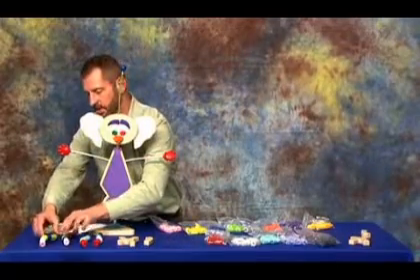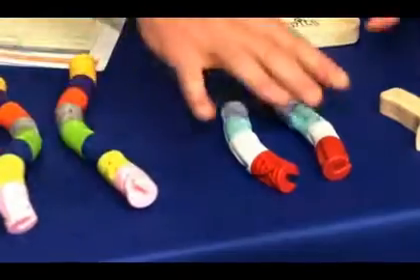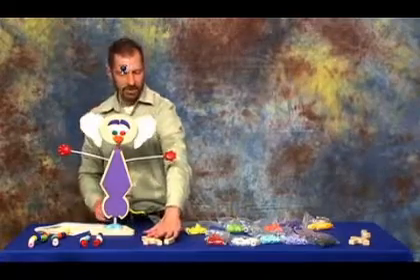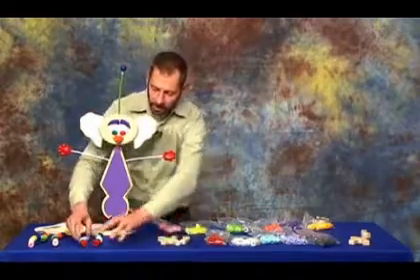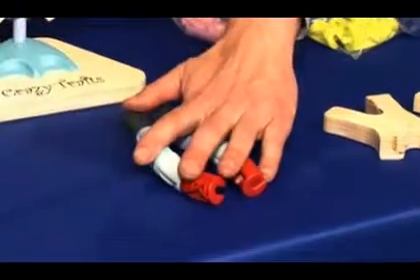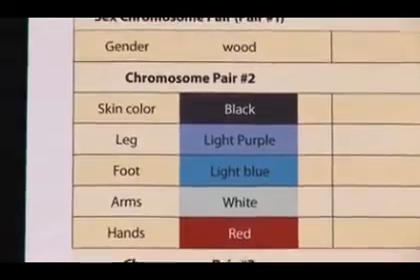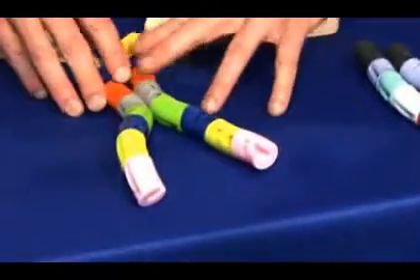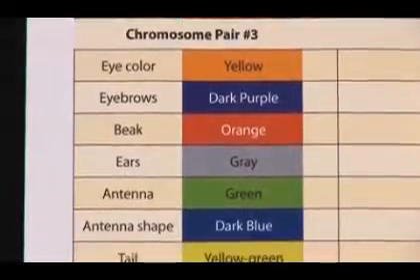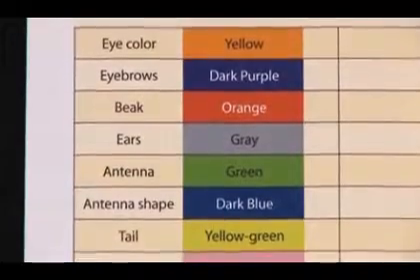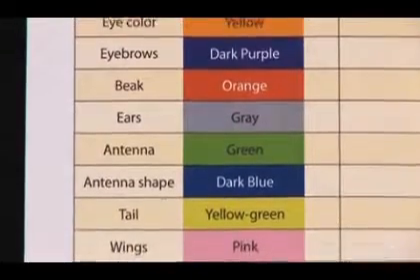So this is our crazy creature's set of chromosomes. See, chromosome pair 1 is the sex chromosomes. Chromosome pair 2 carries genes for skin color, leg, foot, arms, and hands. And then chromosome pair 3 carries genes for eye color, eyebrows, beak, ears, antenna shape, tail, and wings.